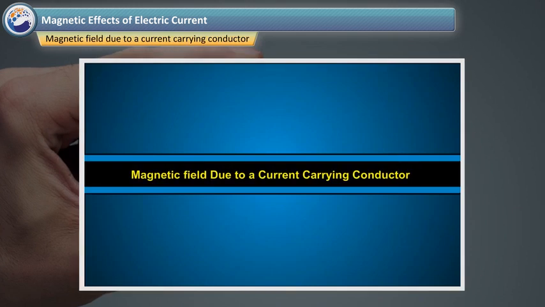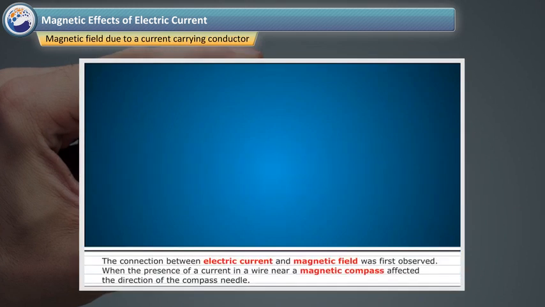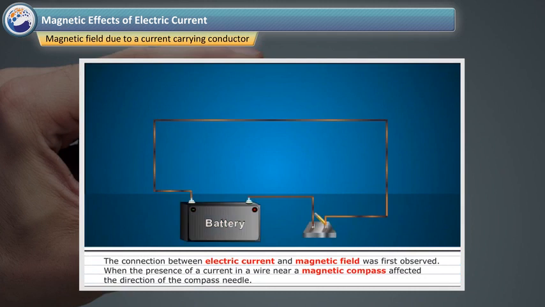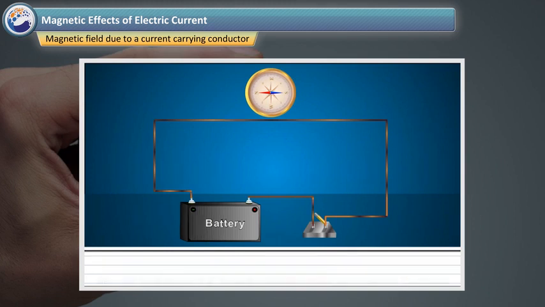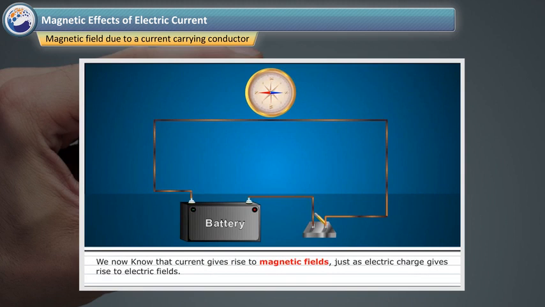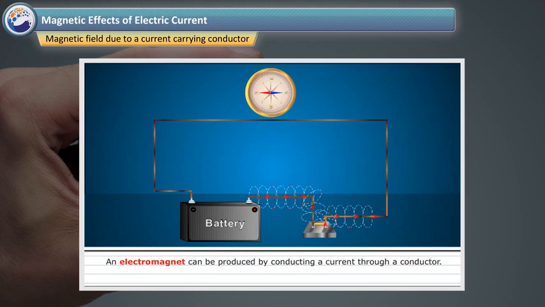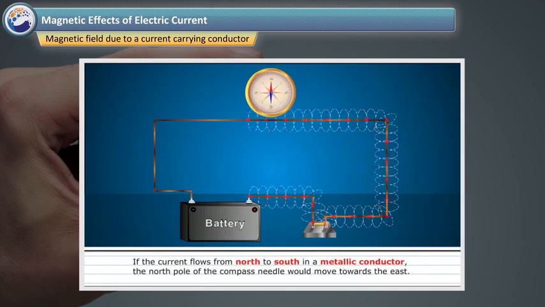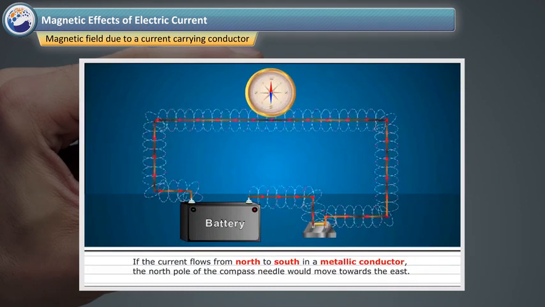Magnetic field due to a current-carrying conductor. The connection between electric current and magnetic field was first observed when the presence of a current in a wire near a magnetic compass affected the direction of the compass needle. We now know that current gives rise to magnetic fields, just as electric charge gives rise to electric fields. An electromagnet can be produced by conducting a current through a conductor. If the current flows from north to south in a metallic conductor, the north pole of the compass needle would move towards the east.